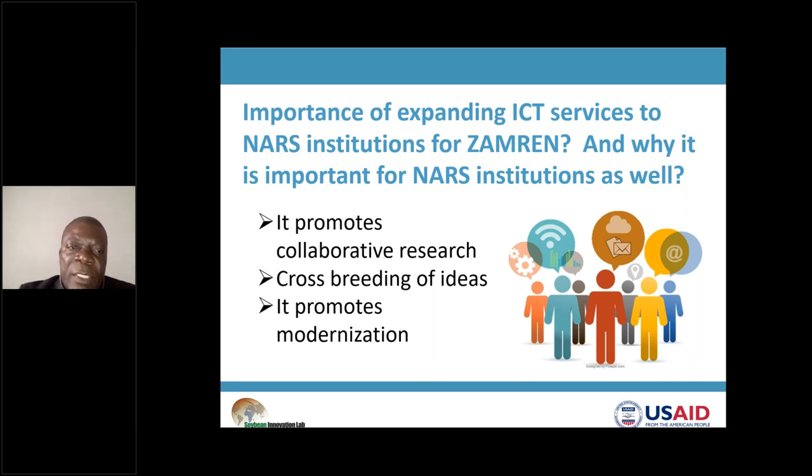We also see that there's a cross-breeding of ideas. A researcher in Zambia may be lacking in one area, but a researcher in America may have some ideas. So we see that there's cross-breeding of ideas, and it also promotes modernization. The way research is supposed to be done nowadays, you cannot do research in isolation. You have to partner with others. That is the modern way of carrying out research.